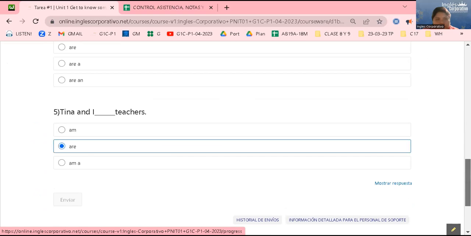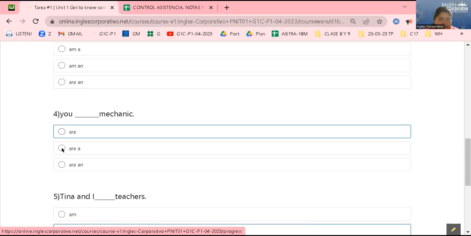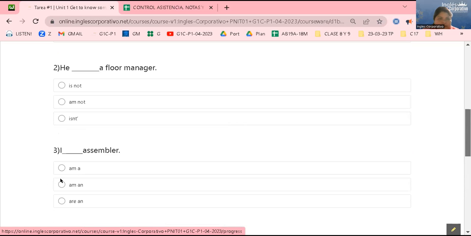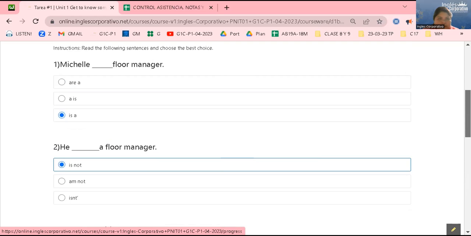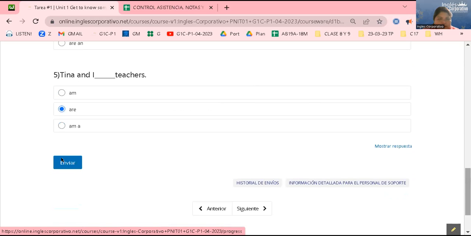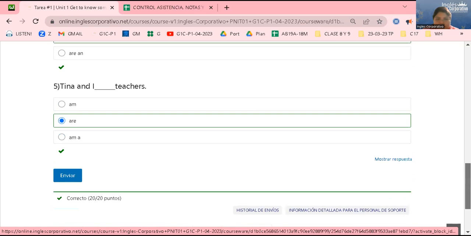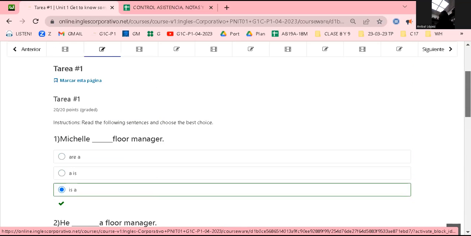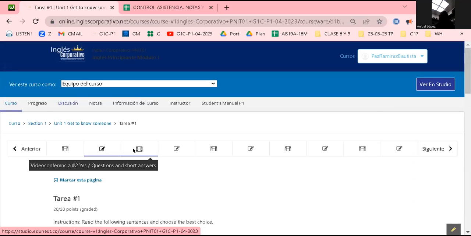Voy a hacer este. Es parecido a lo que estuvimos haciendo hoy al final de la clase. I am an assembler. He is not a floor manager. Y vamos. Ok, ya lo llené todo. Ahora le doy a enviar. Enviando. Y me tiene que aparecer así, ¿verdad? Correcto, 20 de 20 puntos. Después, solo va marcando.